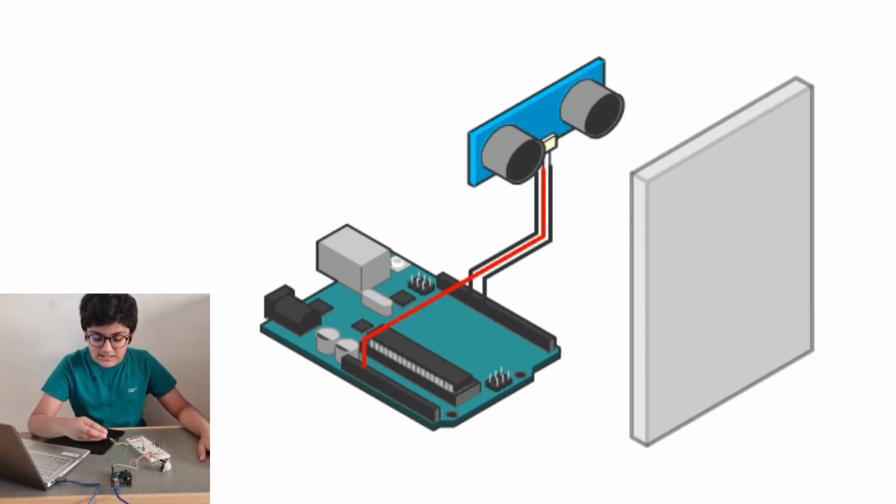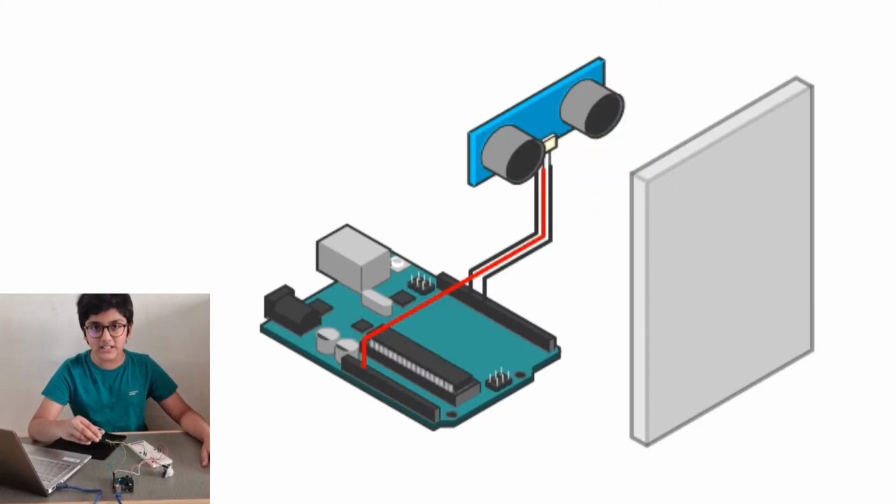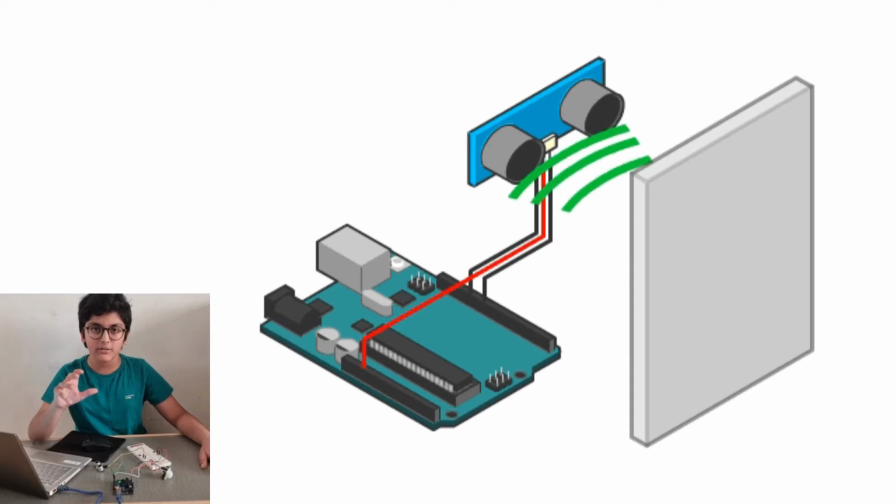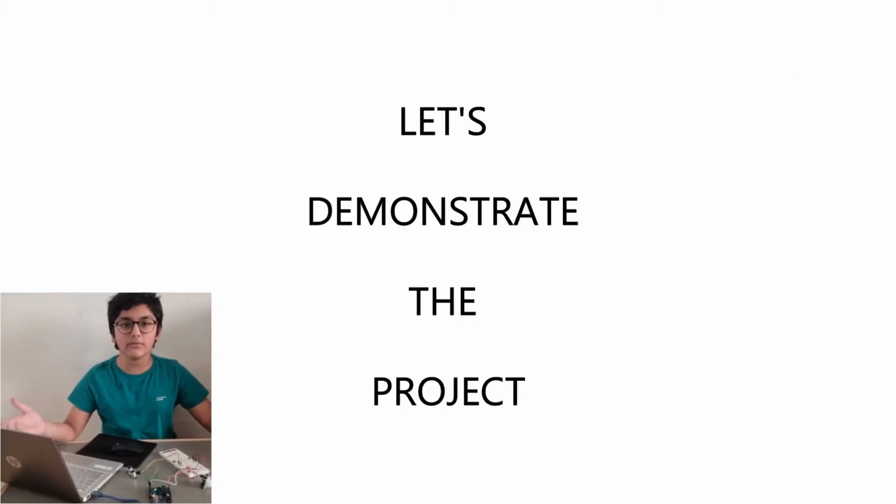And ultrasonic distance sensor has been used in automatic dustbin. You show a piece of garbage in front of it, the dustbin will open and you throw the piece of garbage inside it. Now, let's have a look at the working of our project.